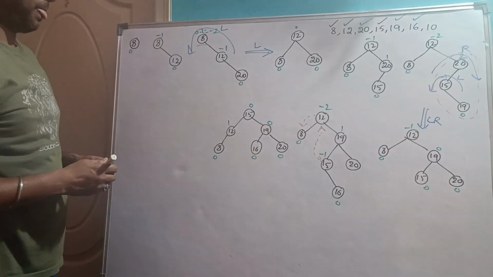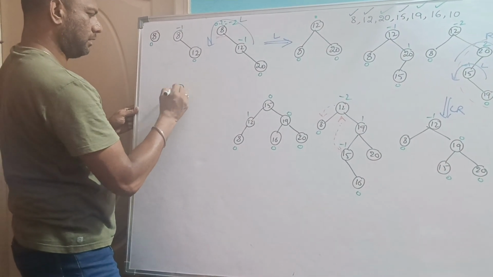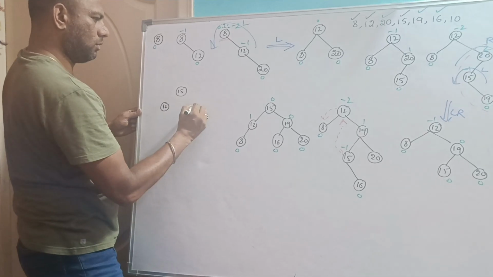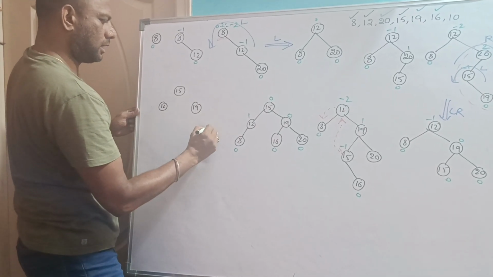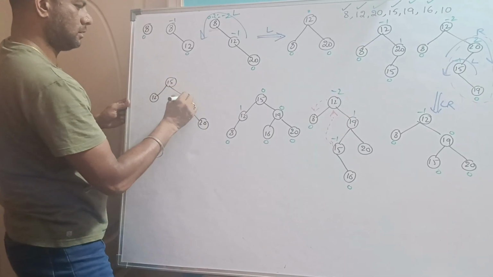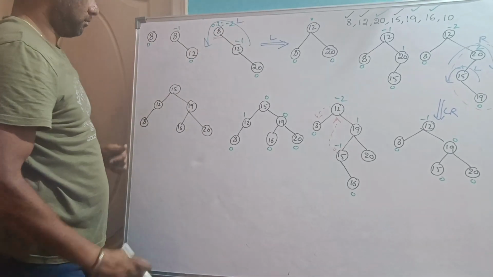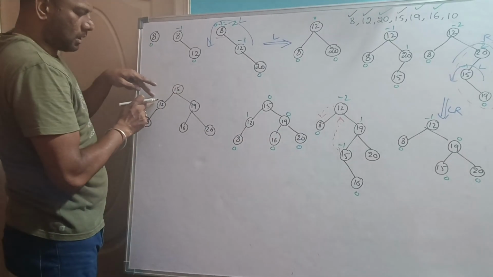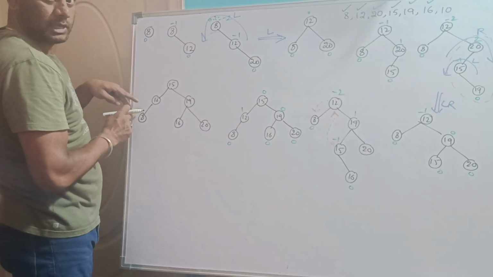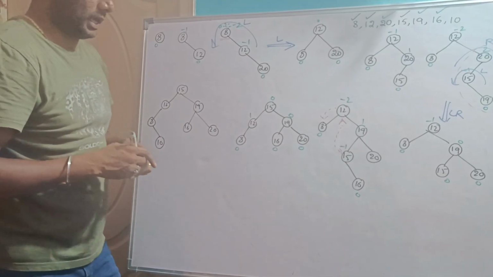The last element. Now I will rewrite again 15, 12, 19, 20, 16. Then I have 8. Now to this I will insert 10. At the root, 10 is lesser, come to the left, lesser, come to the left, greater. So I need to insert 10 here. Now again you check.